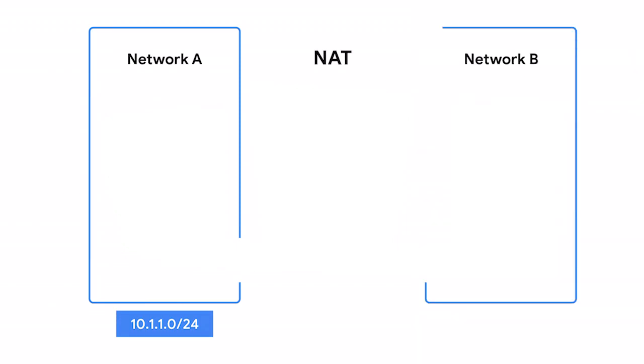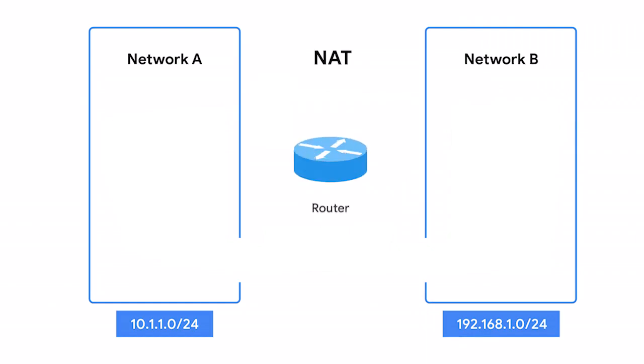Let's say we have two networks. Network A consists of the 10.1.1.0/24 address space, and network B consists of the 192.168.1.0/24 address space. Sitting between these networks is a router that has an interface on network A with an IP of 10.1.1.1 and an interface on network B of 192.168.1.1.